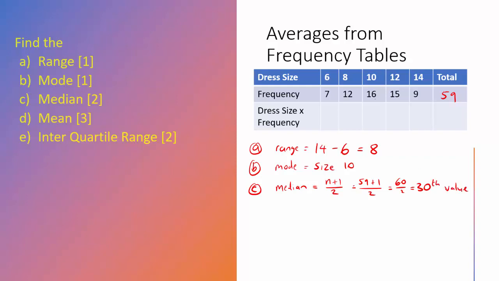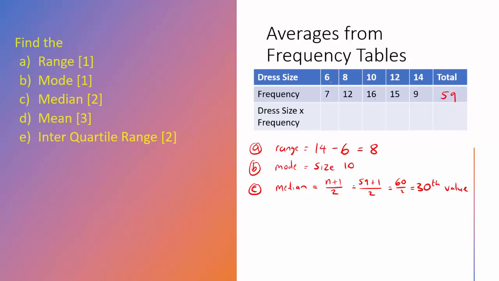And another thing you should know is when you're working out any of the averages, the mean, the median or the mode, all of the values for mean, median and mode must lie between the smallest value and the biggest value. So if we get a dress size smaller than 6 or bigger than 14 for either the mean, the median or the mode, it's automatically wrong, because that cannot be the average of these.